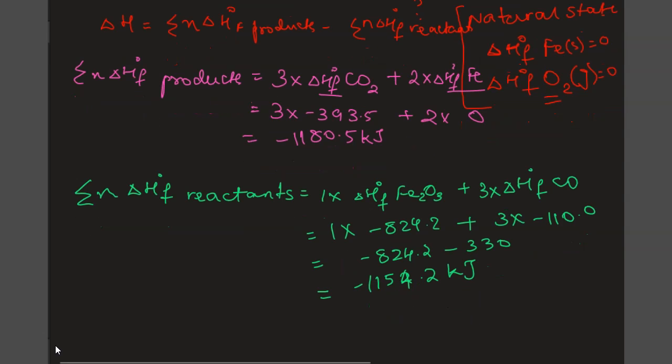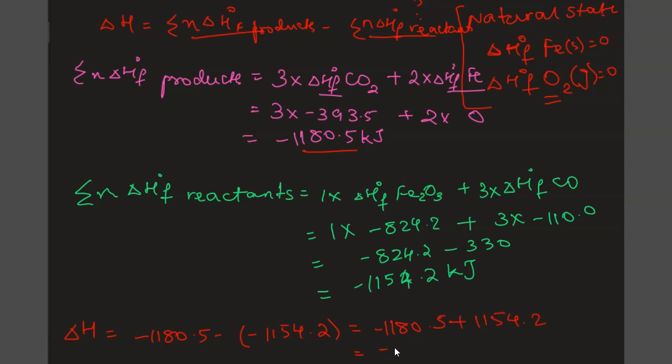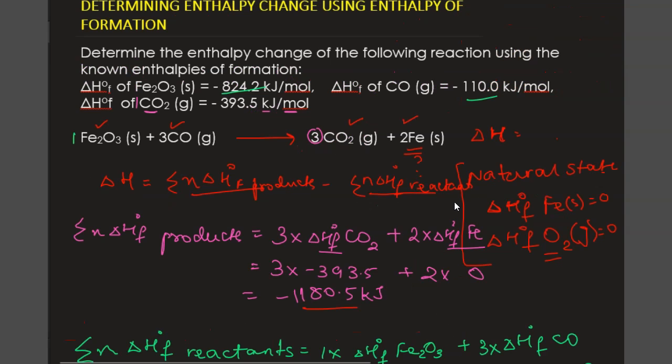kilojoules. Now the final step is to calculate the delta H of the reaction, and that is equal to the sum total of products minus the sum total of reactants. Our sum total of products is negative 1180.5 minus the sum total of reactants, which is negative 1154.2. We put it on the calculator and we get minus 26.3 kilojoules. So the final delta H is minus 26.3 kilojoules.